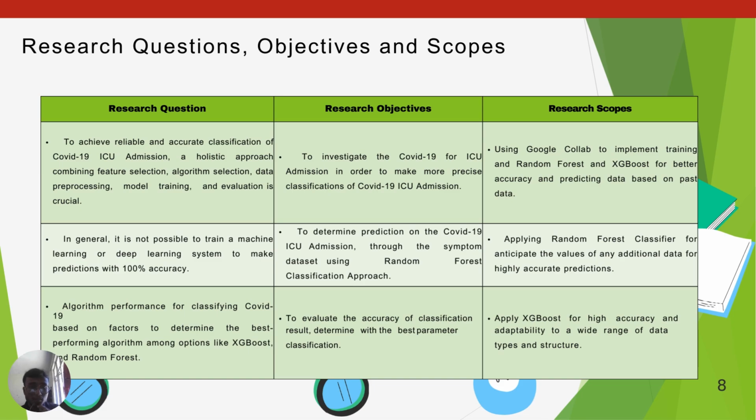On the research scope, we use Google Colab to implement the training dataset for random forest and also XGBoost to see which one has better accuracy. Applying random forest, it uses a random forest classifier to anticipate the values of any additional data for highly accurate prediction, as well as applying XGBoost for higher accuracy and adaptability to a wide range of data types and data structures.